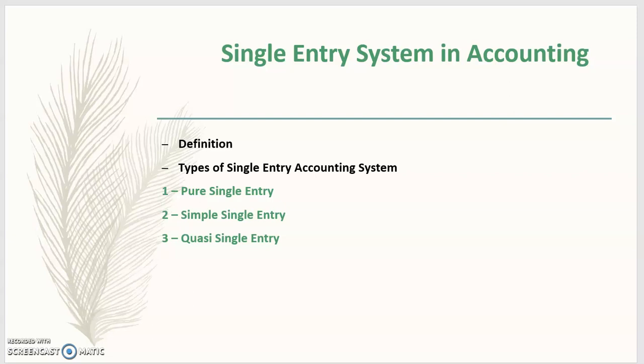Then the simple single entry system. Under this system, personal accounts and cash book are kept separately. And the quasi single entry system. Under this system, personal accounts, cash book and some other subsidiary books are kept separately. So in the quasi single entry system, it is not full or according to the double entry system, but they maintain some accounts like personal accounts, cash book and some other subsidiaries like debtors, which are maintained separately.